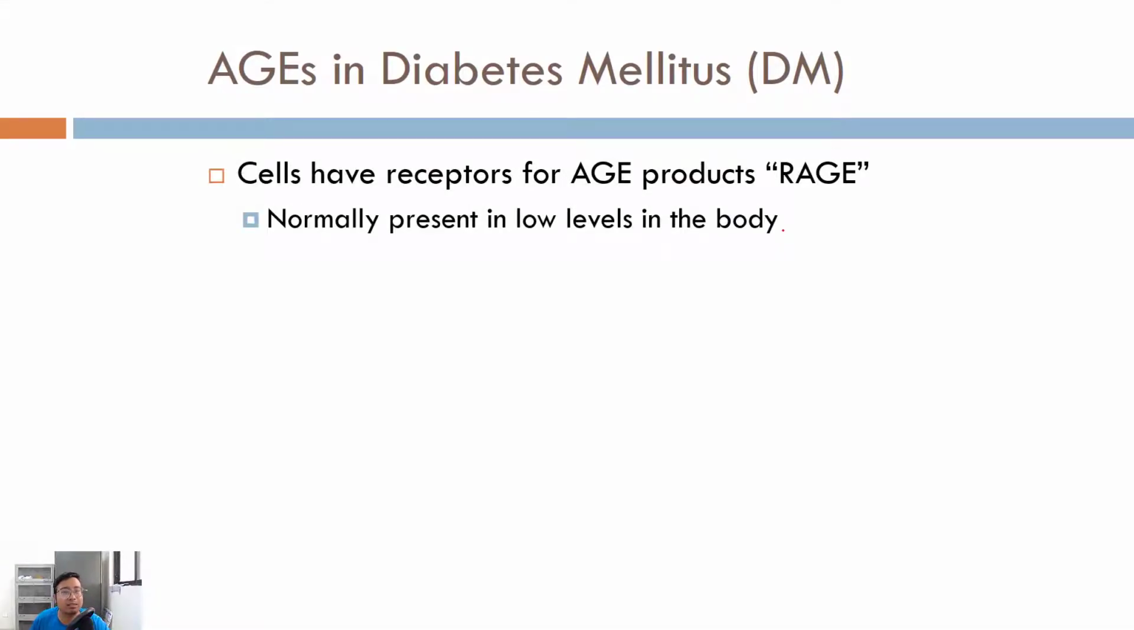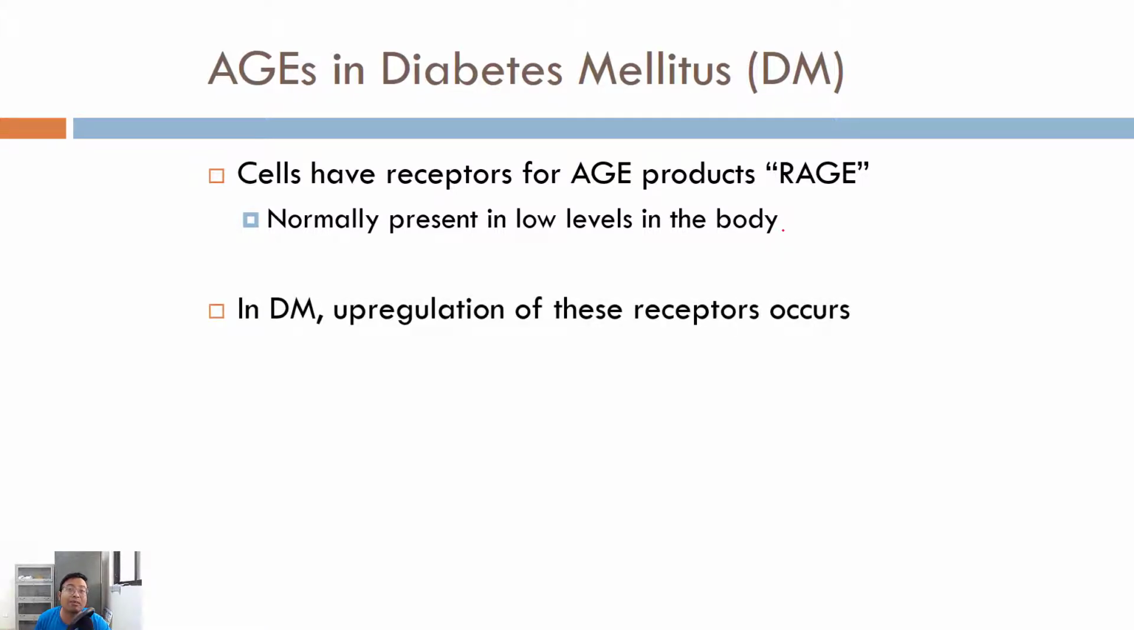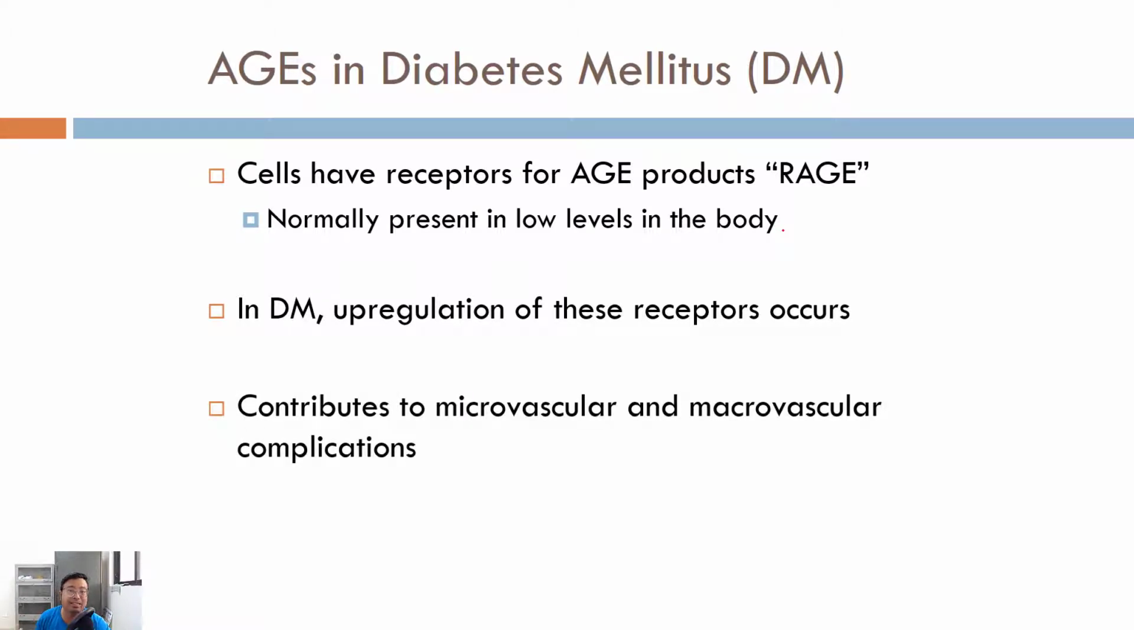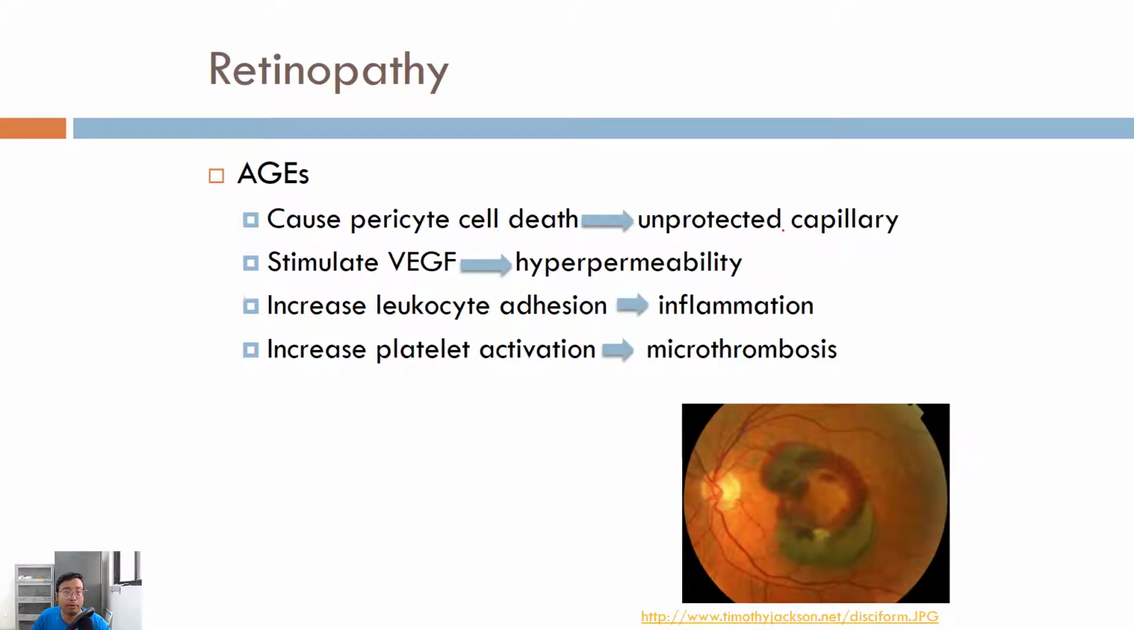We will look in general and we'll look into various systems. We should know that these advanced glycation end products have their dedicated receptor, known as RAGE, the receptor for advanced glycation end products, which is normally present at low levels in the body. But in diabetes mellitus, these are upregulated, and the interaction between AGE and RAGE leads to multiple micro and macrovascular complications.